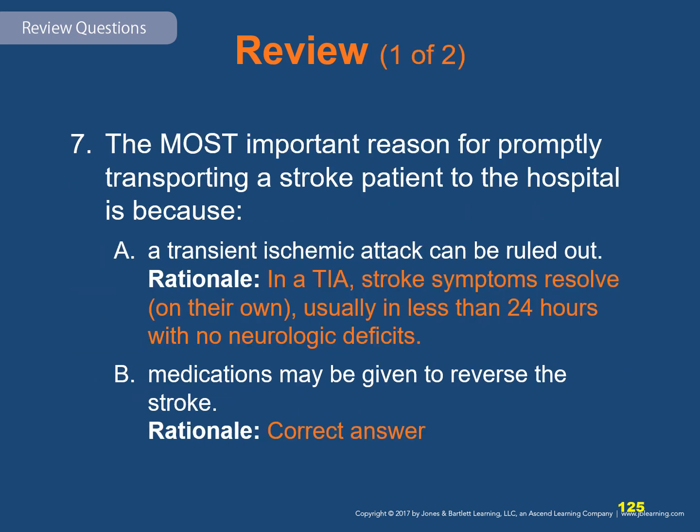Number 7 again, the most important reason for promptly transporting a stroke patient to the hospital is because, well, A says a transient ischemic attack can be ruled out. That's not correct. In a TIA, stroke symptoms resolve on their own, usually in less than 24 hours, and present no neurologic deficits. B, medications may be given to reverse the stroke. Again, that's the correct answer.